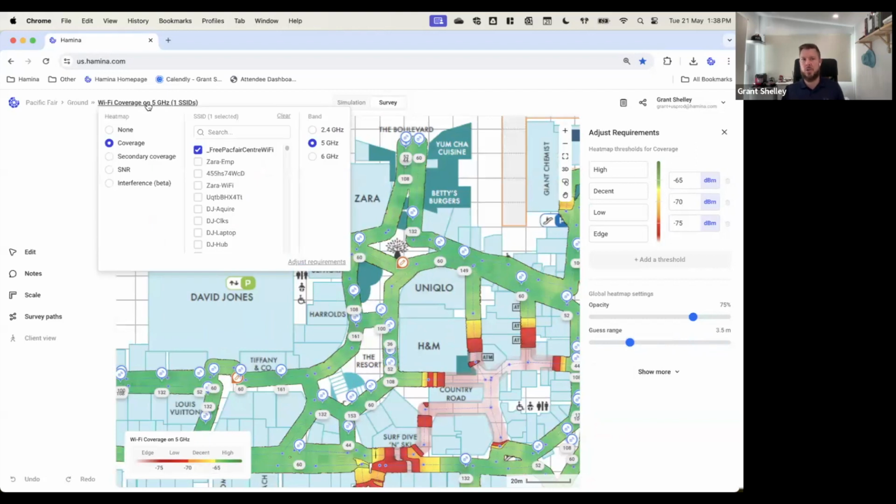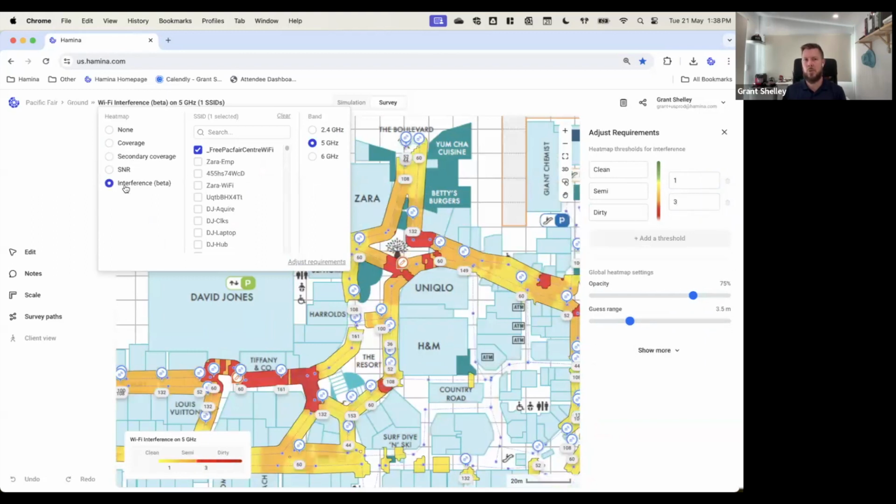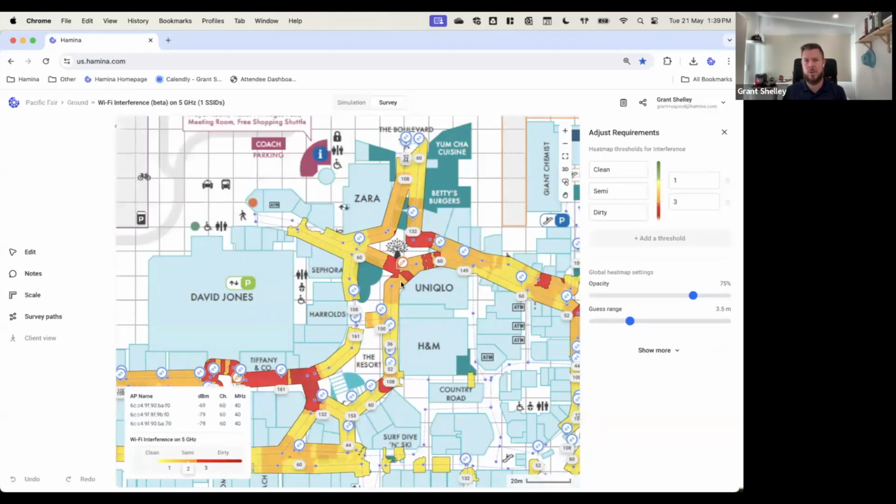Now, for a while, we've had coverage, secondary coverage, and SNR. We also recently introduced interference into the mix, so we do have that there as well. We can move through, and we're slowly bringing some more information in there, like the AP name and things like that. This is a really nice way to understand, okay, what does the environment look like?